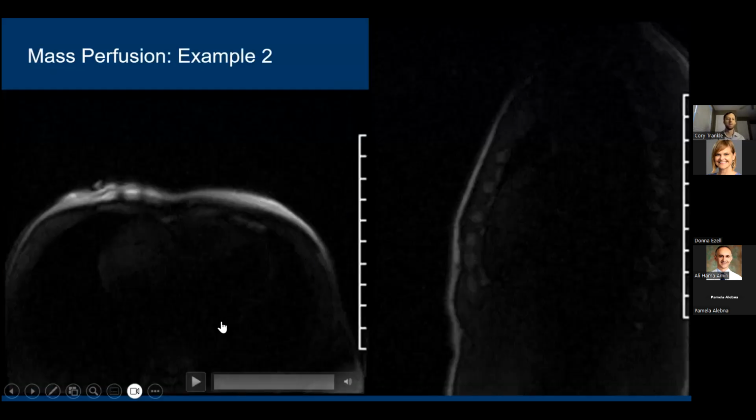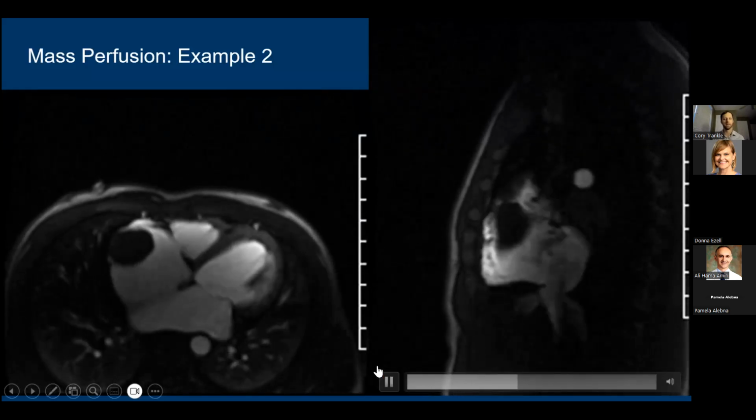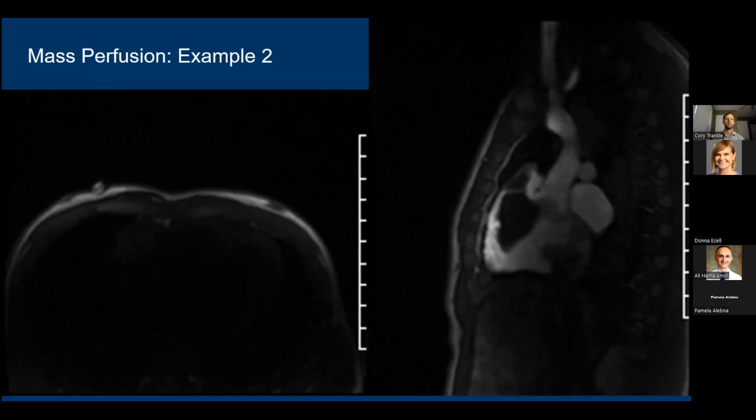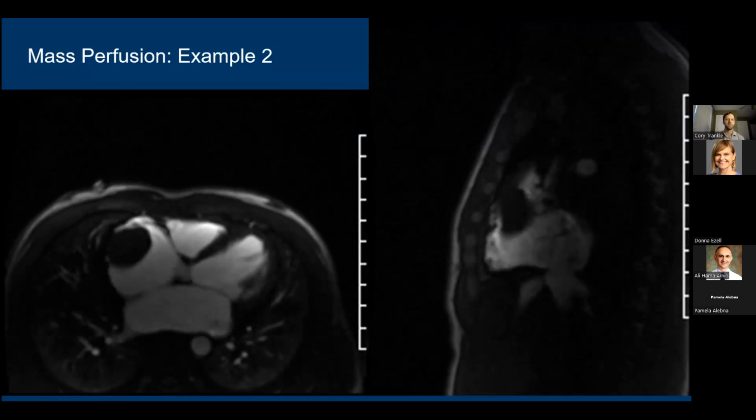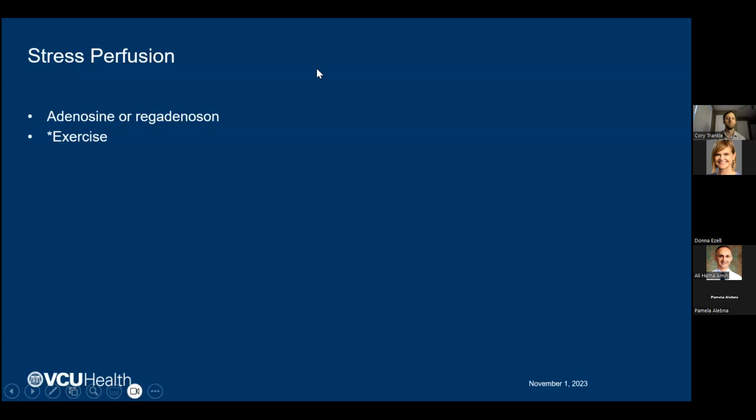So this is a thrombus. You know, a thrombus isn't necessarily a benign thing to see, but then again, it just doesn't have a blood supply. And so that's one of the good ways to discriminate between masses that you might find.